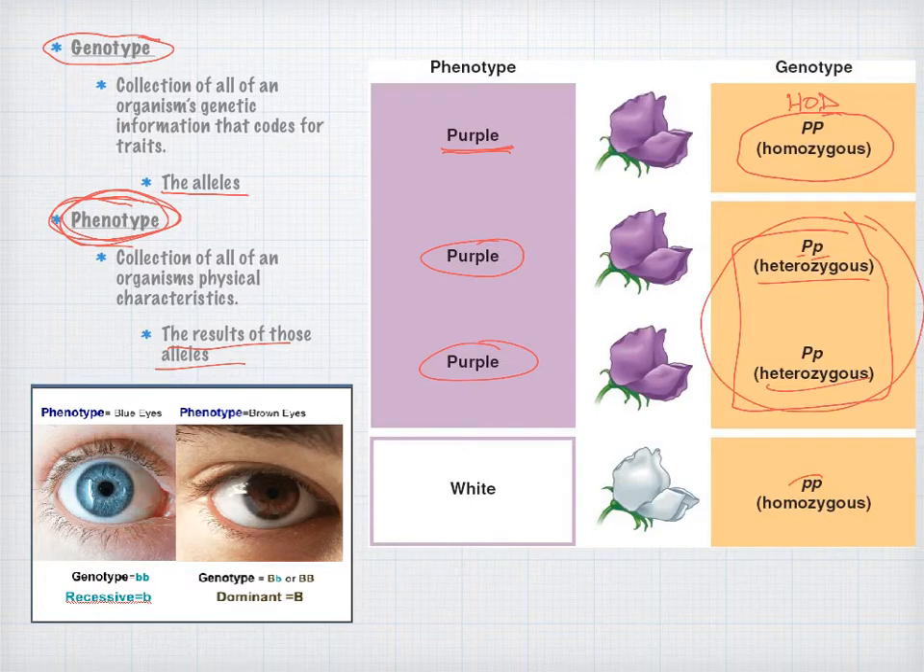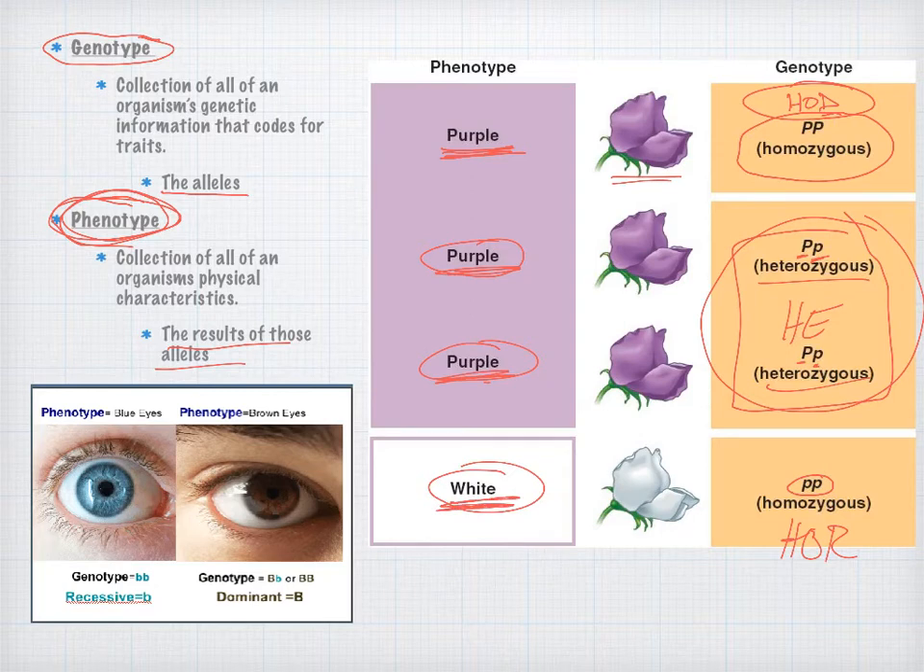This last one, this lowercase, homozygous recessive, would give white flowers. Okay, so heterozygous again is going to be expressed as a capital and a lowercase letter. So we have homozygous dominant, both dominant alleles, giving the dominant phenotype of purple flowers. We have heterozygous, one dominant, one recessive, again giving the dominant phenotype, purple flower color, and homozygous recessive giving the recessive phenotype of white flowers.